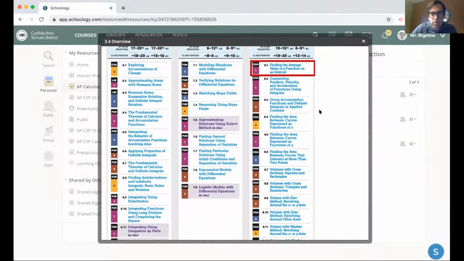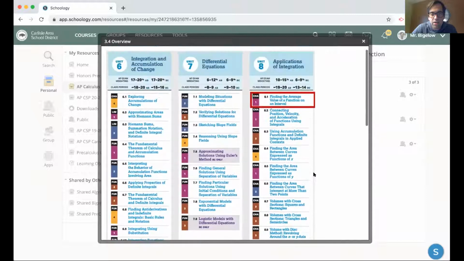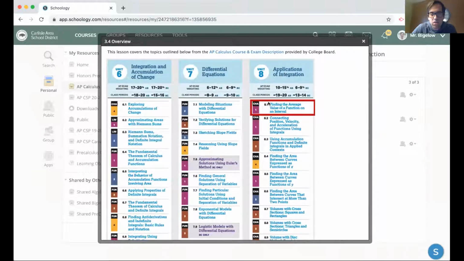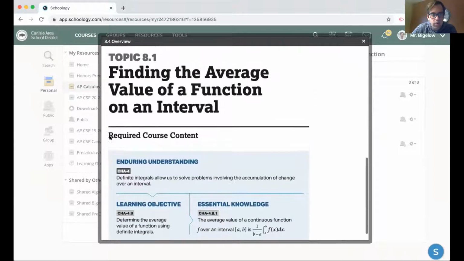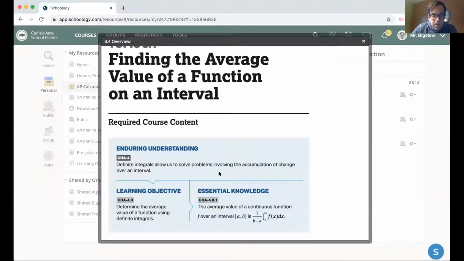We're going to little by little go through all of these topics in Unit 8, which is all about applications of integration. So we're going to start out with 8.1, finding the average value of a function. Again, this is our lesson 3.4. And down here is the College Board's overview of this lesson. I want to specifically talk about the essential knowledge here. It says the average value of a continuous function f over an interval from closed a to b is 1 over b minus a times the integral from a to b of f of x dx. And this lesson is going to be all about interpreting that, figuring out exactly what that means.